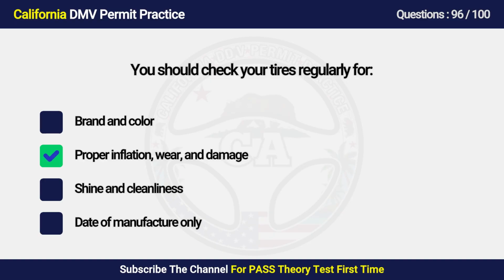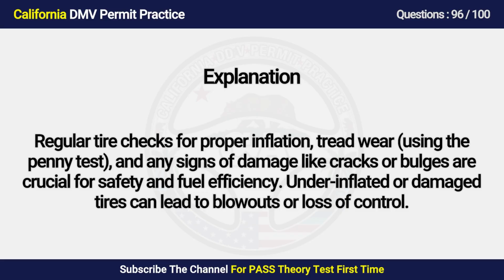Answers is B. Proper inflation, wear and damage. Regular tire checks for proper inflation, tread wear using the penny test, and any signs of damage like cracks or bulges are crucial for safety and fuel efficiency. Worn or damaged tires can lead to blowouts or loss of control.